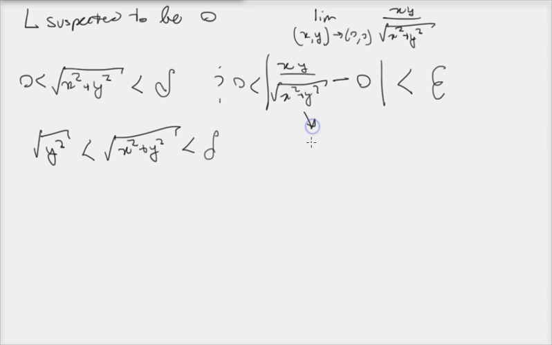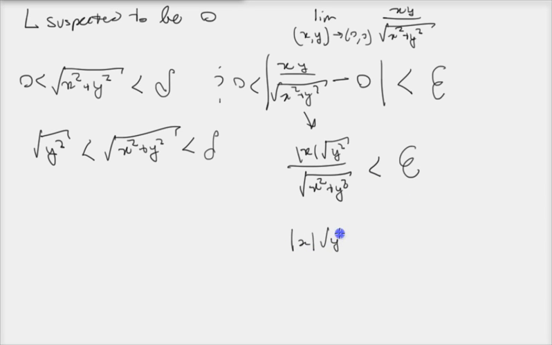And we can also say up here that the absolute value of root x squared plus y squared is going to be root x squared plus y squared, so we don't need the absolute value there. And the absolute value of y is going to be the same thing as the absolute value of root y squared. So we have the absolute value of x, root y squared, over root x squared plus y squared, and that is going to be less than our epsilon right there. And so we can multiply some things over. We've got the absolute value of x times root y squared is going to be less than root x squared plus y squared times epsilon.